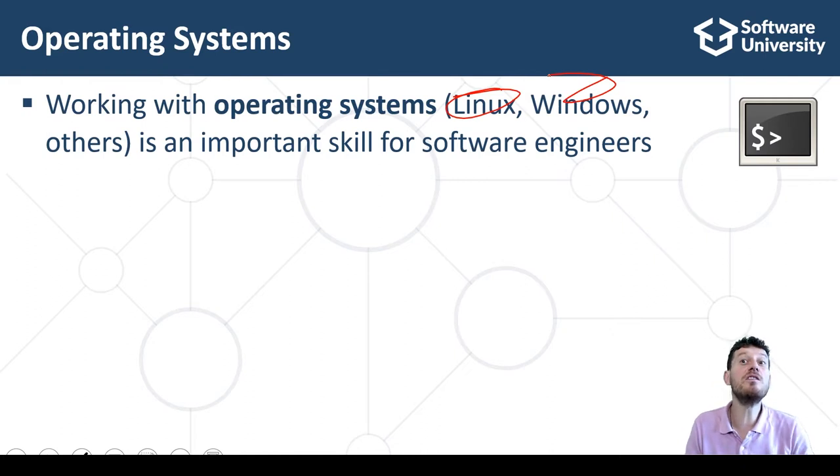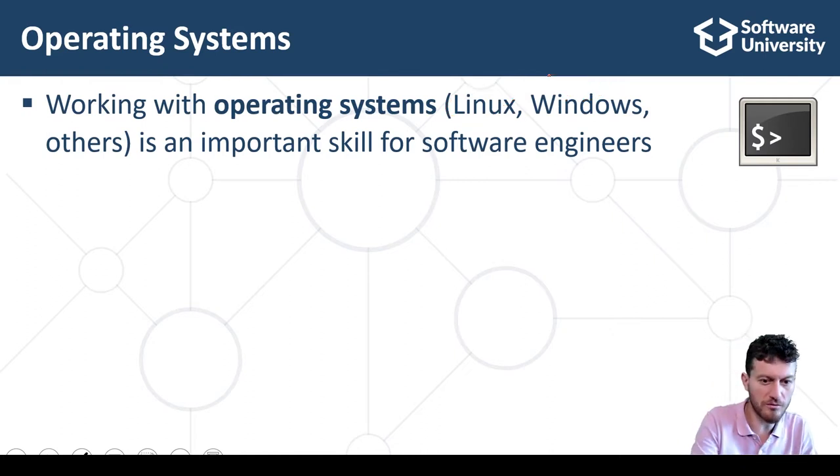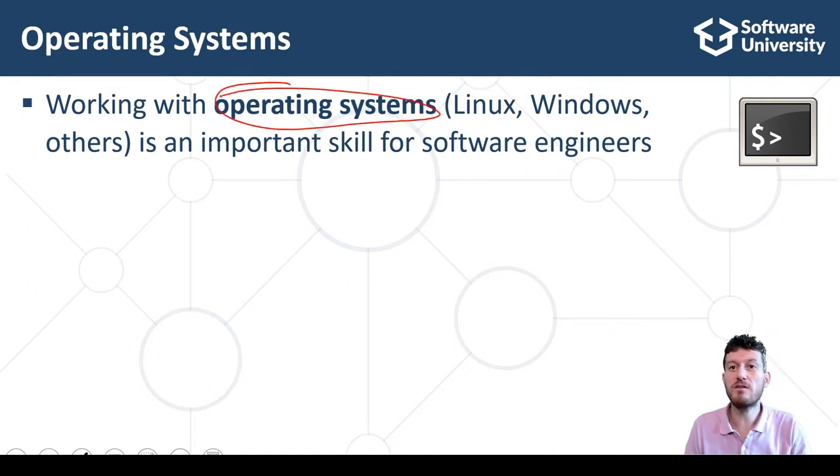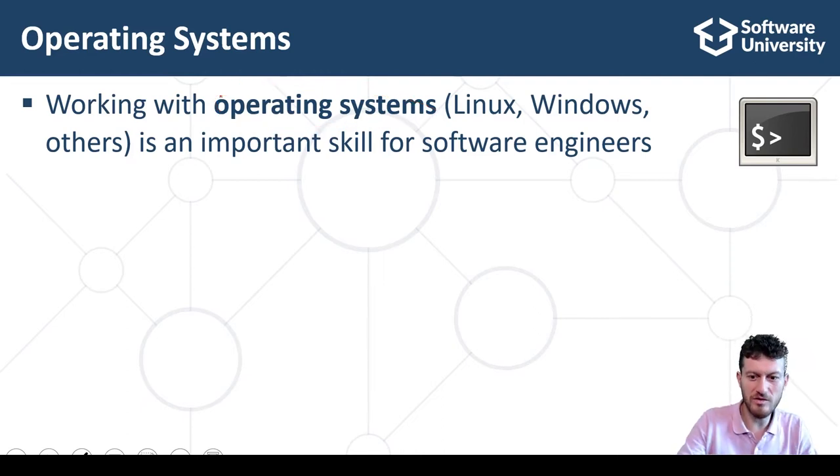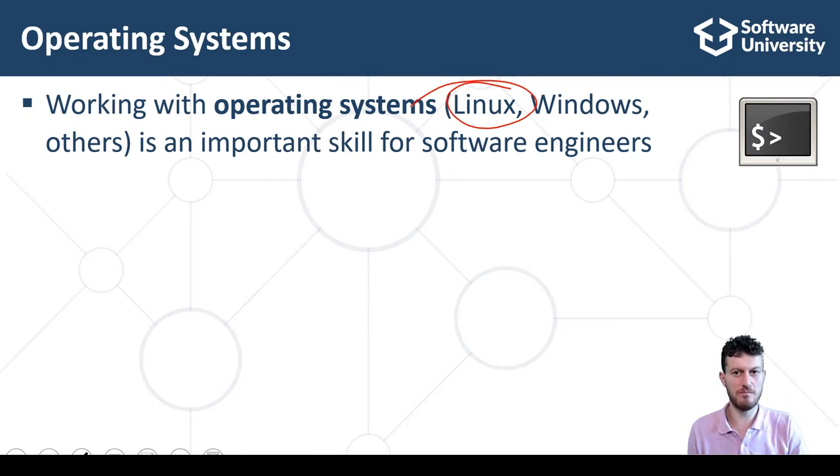Working with operating systems, Linux, Windows, macOS, and others, is an important skill for software engineers. Developers should understand the basic concepts of operating systems and how processes, users, file system, the input and output, and the console work. Linux is the most important operating system for software developers. Every software developer should be familiar with the basic Linux console commands.